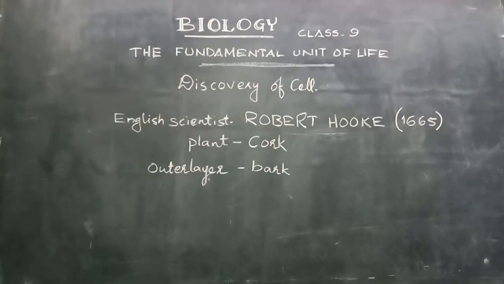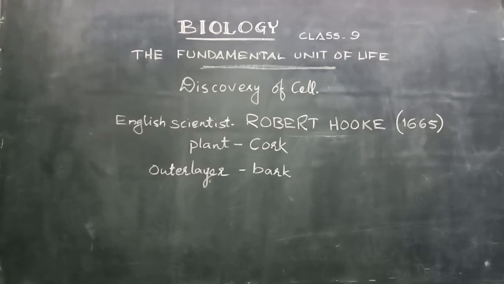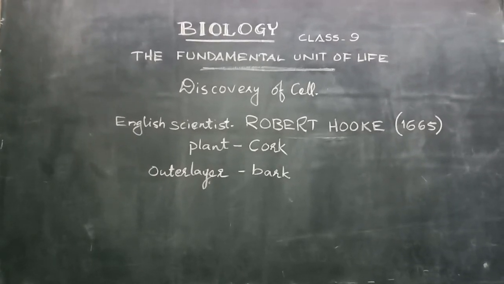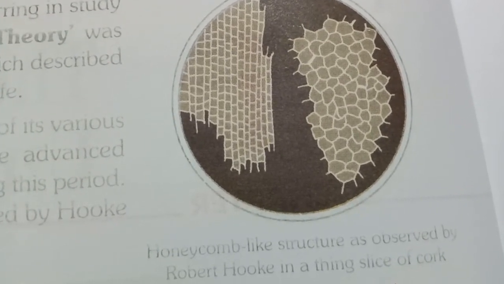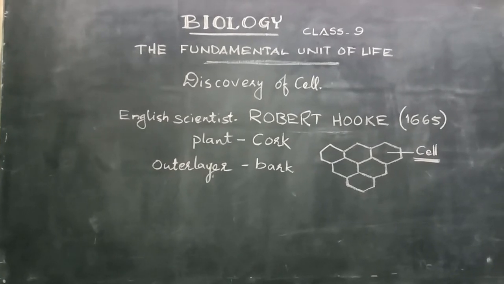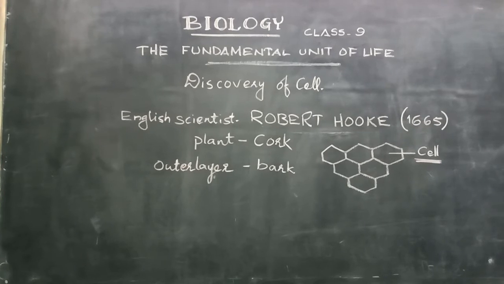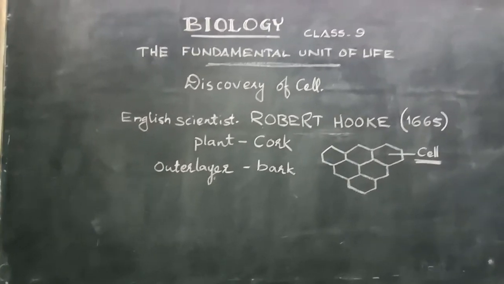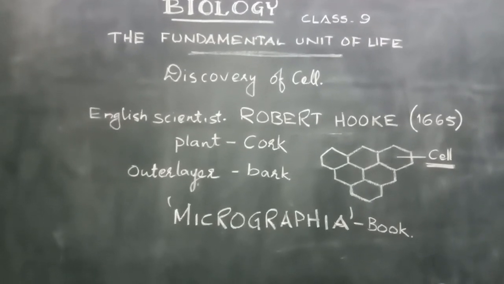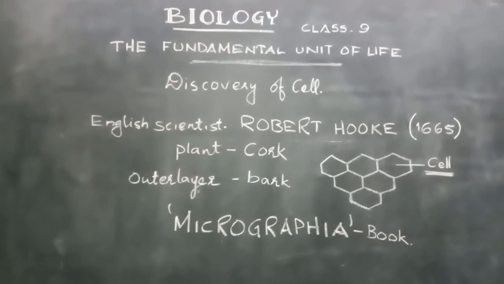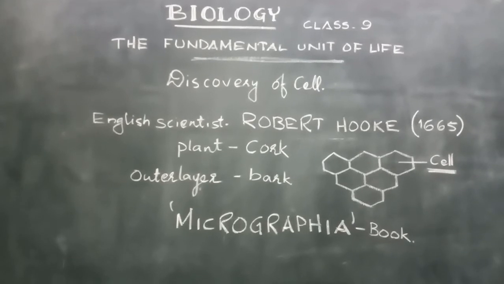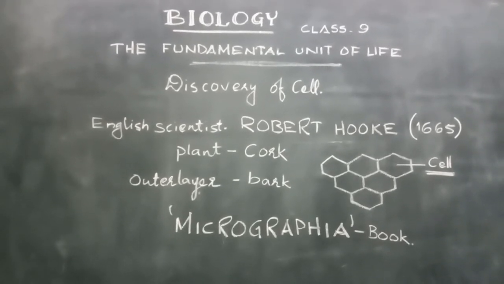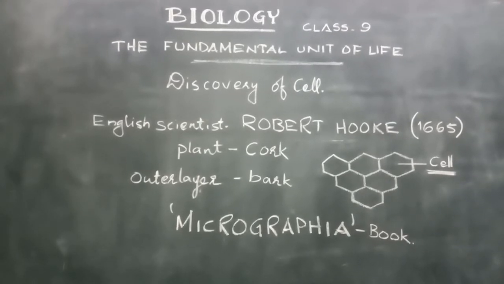So Robert Hooke used the bark of cork under a handmade microscope, and he observed a honeycomb-like structure. Look, like a honeycomb. Look at that cell. Each compartment he gave a name, that is cell. The word cell is derived from the Greek word cellula, which means little rooms. When Robert Hooke observed the bark of cork in the microscope, he saw a little room-like, or honeycomb-like, structure.